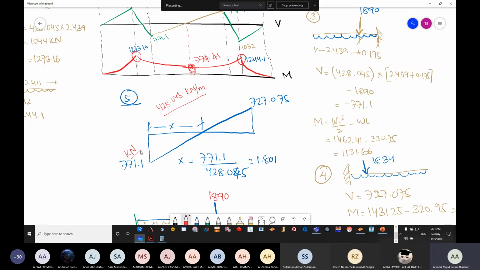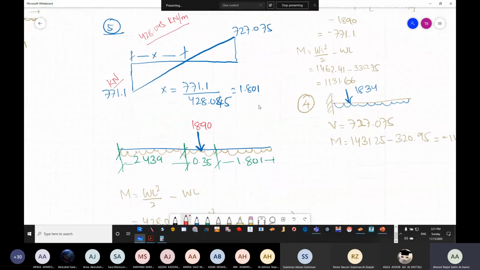Okay. So 771.1 divided by 428, that's my pressure. It is giving me 1.801. It means the distance from the face till the point of zero shear force is 1.80, and we need to calculate the bending moment at that location.